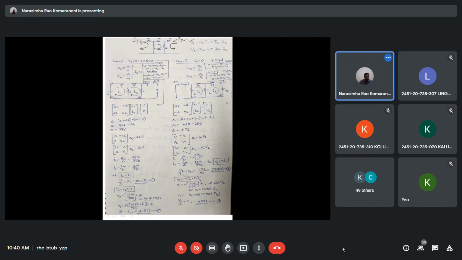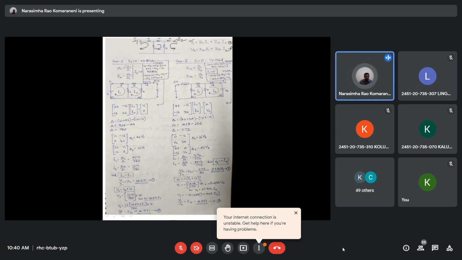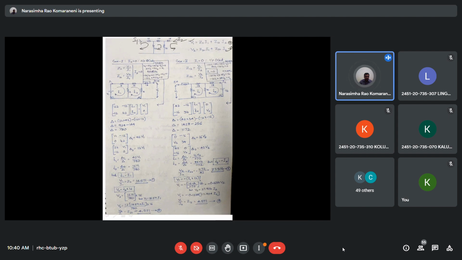V1 equal to basic equations. Now, when I2 equal to 0, that is when the port 2 output port is open circuited. So if you apply KVL at mesh 1, you'll get these equations: V1 minus 10 I1, minus 12 into (I1 minus I2), is equal to 0.